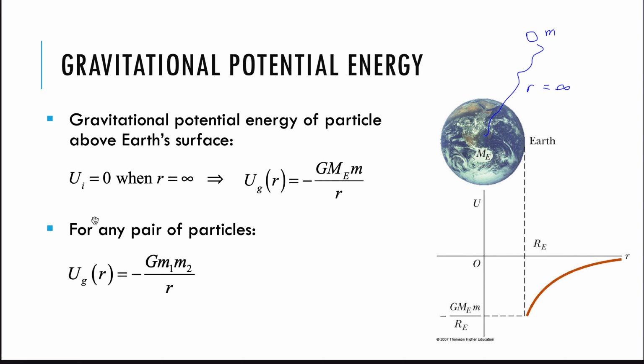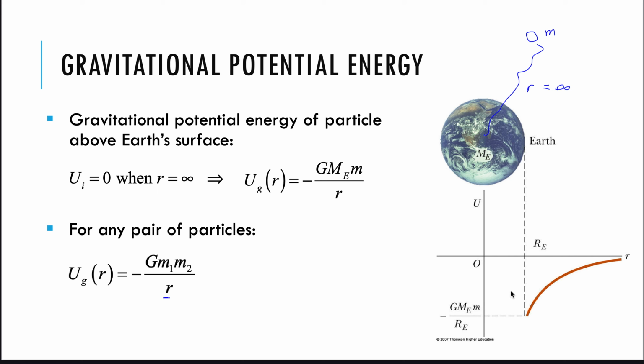Before we get to that, though, we can generalize this equation to not just be for a particle relative to the Earth, it can be any two masses. So whenever you have any two masses interacting with each other, which just means that they're at some distance r from each other, then they have this gravitational potential energy. So what about the fact that it's negative? If we graph this equation, it looks like this.